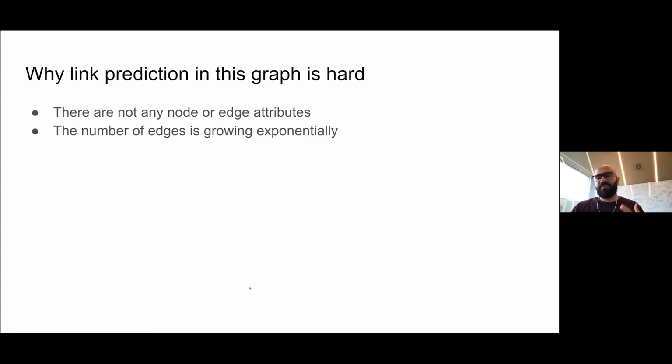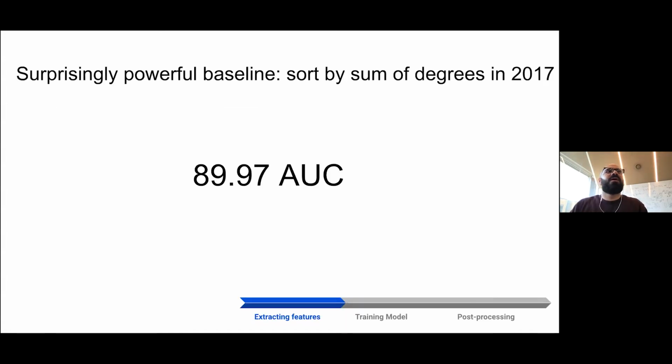And also the number of edges is growing exponentially in this graph. Most of the data is concentrated in the last years, and the distribution of degrees is also changing very vastly. So for example, if you train a model based on the graph of 2016, it will have a hard time generalizing to the graph of 2017, because the distribution of any feature you compute is changing in time by a high margin.